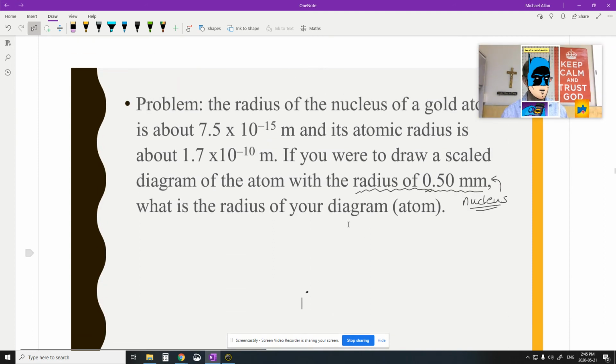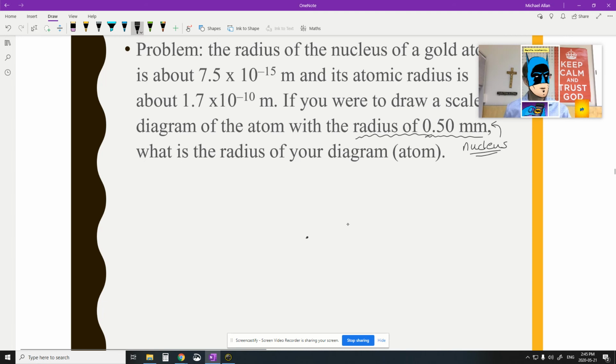It's 100,000 times larger, right? So if I assume that 0.5 millimeters was the nucleus, I can write this out as a ratio. I could say that 1.7 times 10 to the negative 10 meters is to 7.5 times 10 to the negative 15 meters. And if I know 0.5 millimeters, what is this top number here? So I just do a little cross multiply and divide.